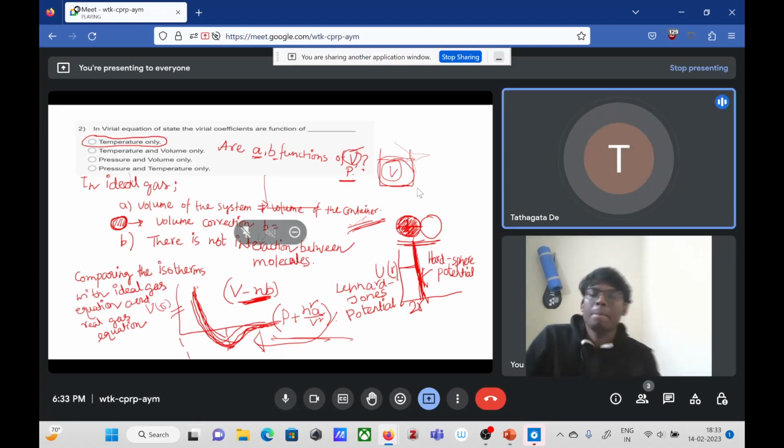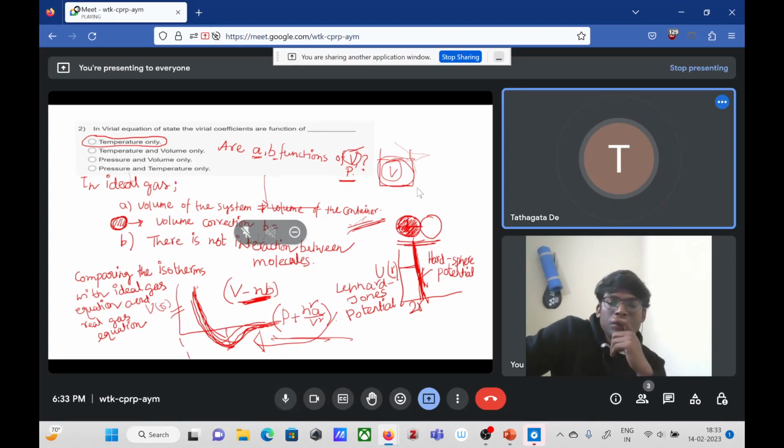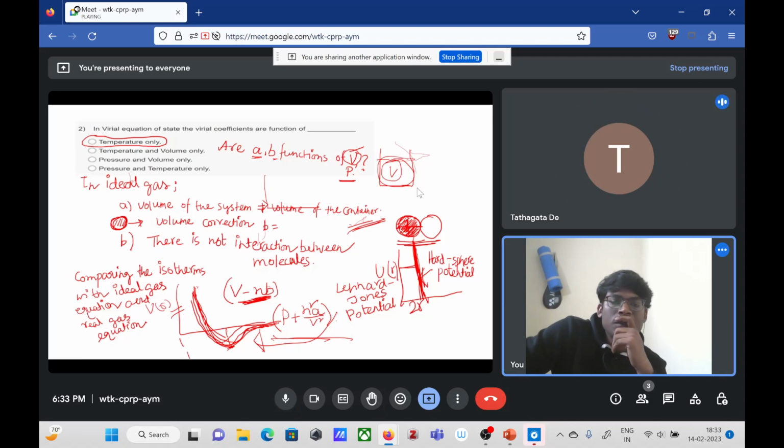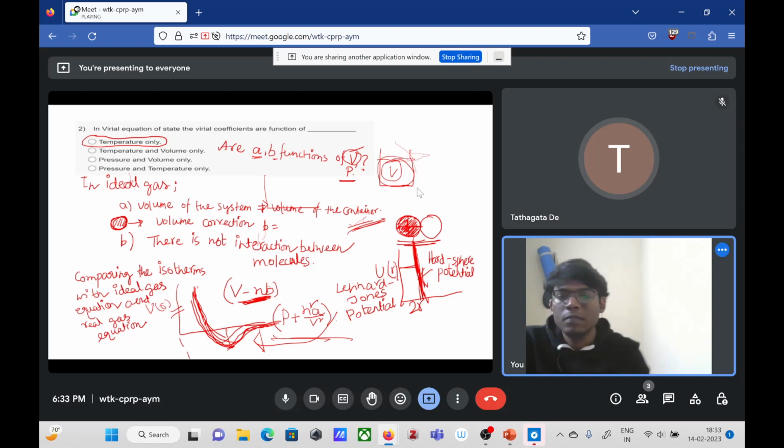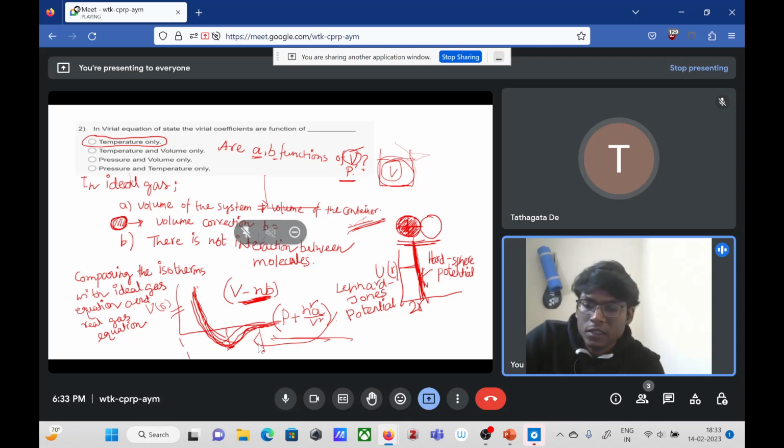So are the hard sphere potential and the Lennard-Jones potential the same? No. In the hard sphere potential, there is only the volume exclusion. Molecules cannot get into the region accessed by another molecule, but there is no attraction potential. Here there is some attraction potential. In this region you can see there is some kind of attraction.